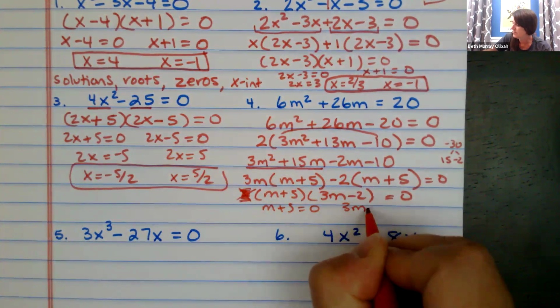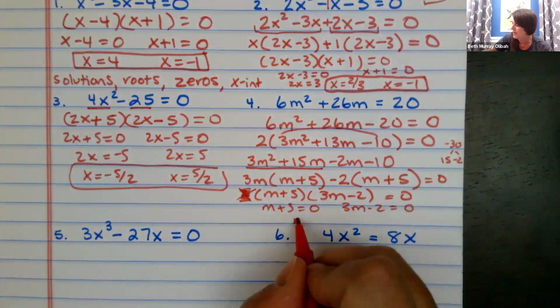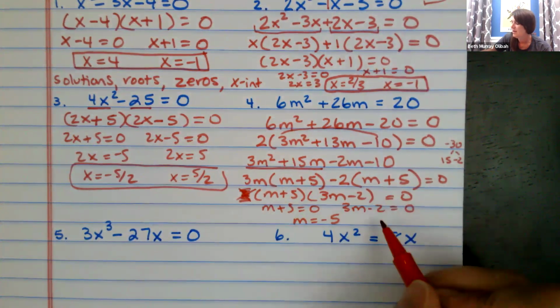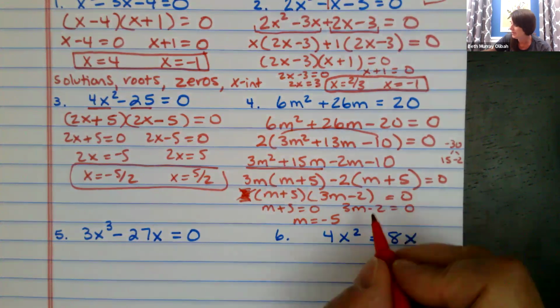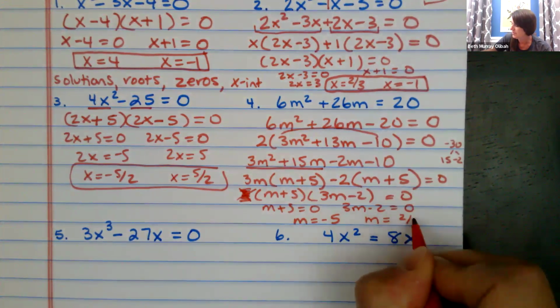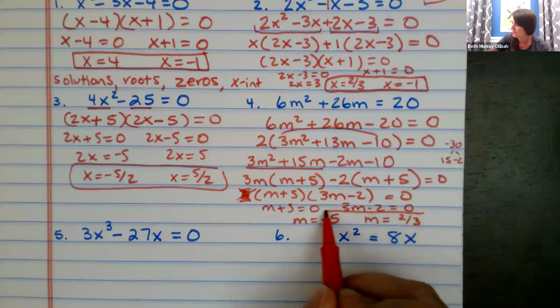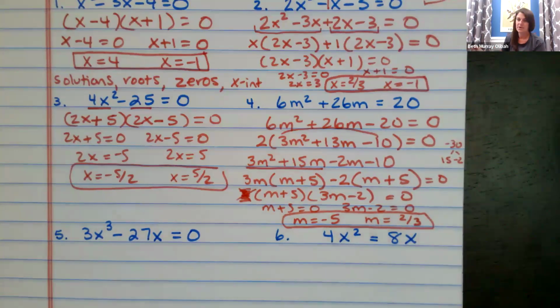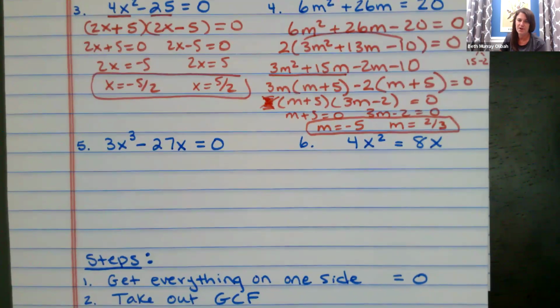Set both of these equal to 0 and solve. So m equals -5. And hopefully you're okay with me doing this in my head. I'm going to add the 2 and divide by 3. So that would give me 2/3. Okay, let's do 2 more just for practice.